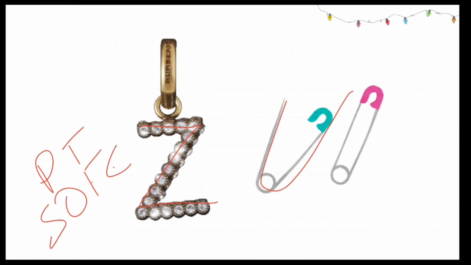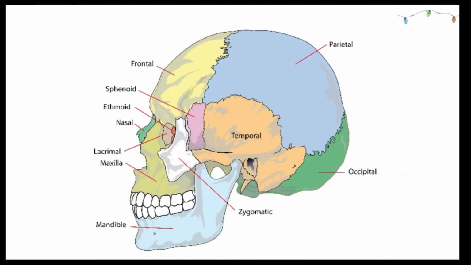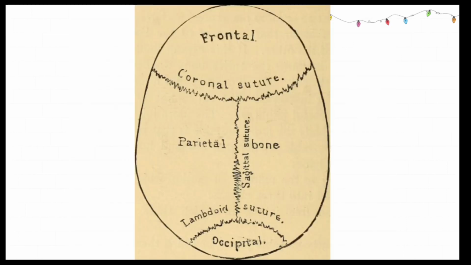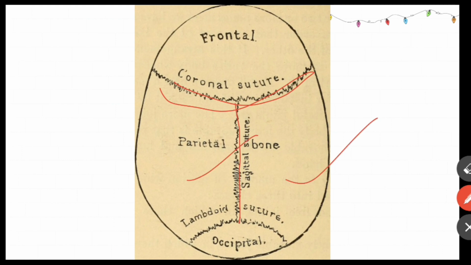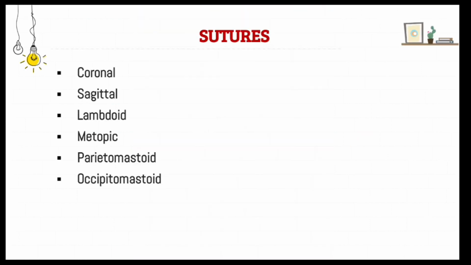Now, coming back to this figure, you can see the bones are separated by immovable joints in the skull, and these immovable joints are called your sutures. First is your coronal suture, which separates your frontal bone from your 2 parietal bones. Then comes your sagittal suture, which is dividing your 2 parietal bones. And the third is your lambdoid suture, present between the occipital and the 2 parietal bones.